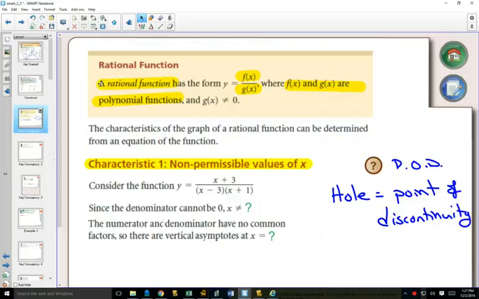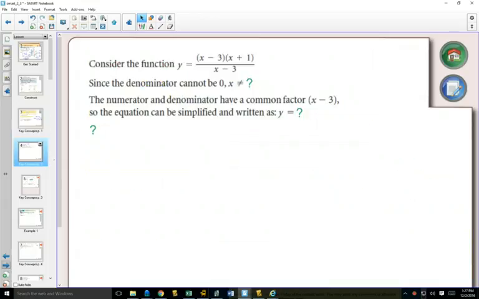Here we have two non-permissible values in this first example, 3 and -1. What will they be? Holes or vertical asymptotes? They'll both be vertical asymptotes because nothing simplifies. Okay? If we look at this example, can you see that the x minus 3's would cancel out?